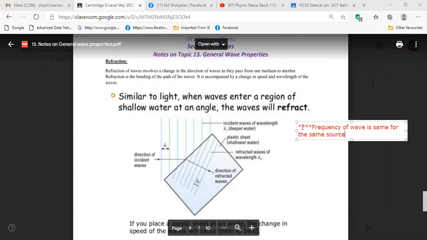Then another piece of information: when a water wave travels from deep to shallow, speed decreases. So our time is over, right? Speed decreases. Please finish writing this part.